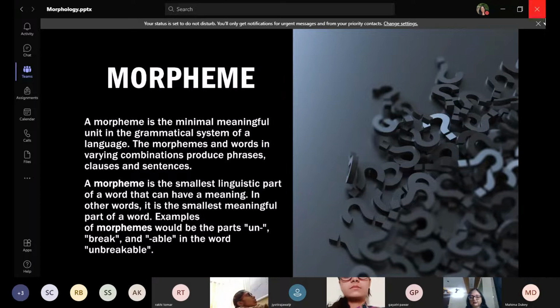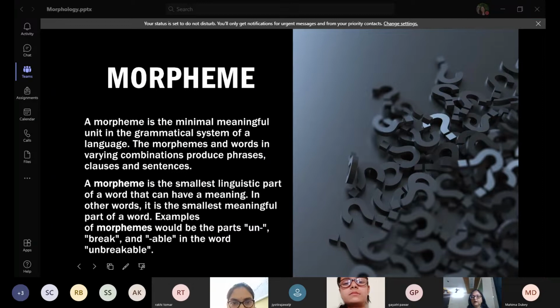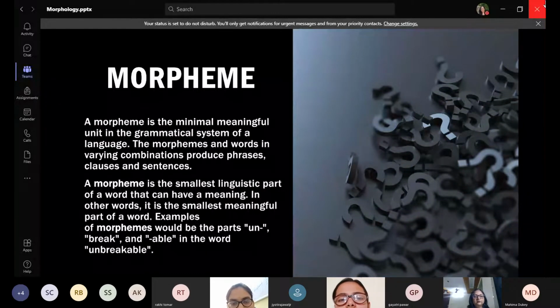In this way, the system of language works. Language is a system. So how does the language system work? The system of the language works by the correct combinations of phonemes, morphemes, words, phrases, clauses, in this way. Okay. So the morphemes and words in varying combinations produce phrases, clauses, and sentences.